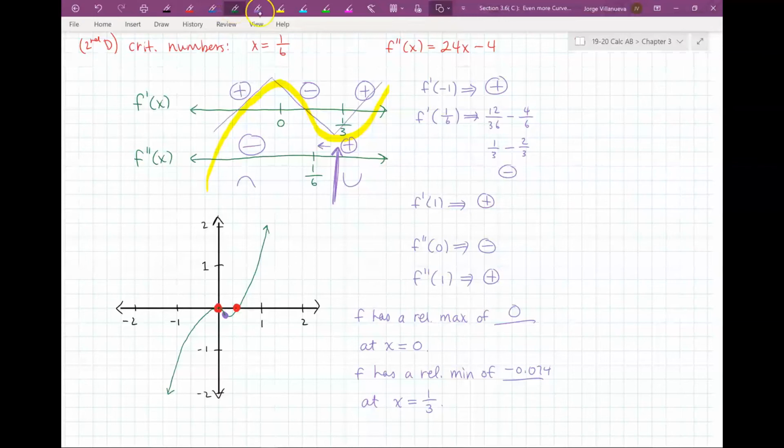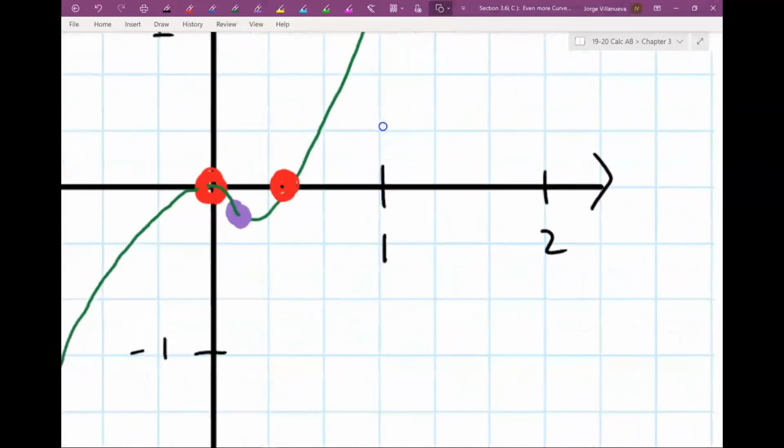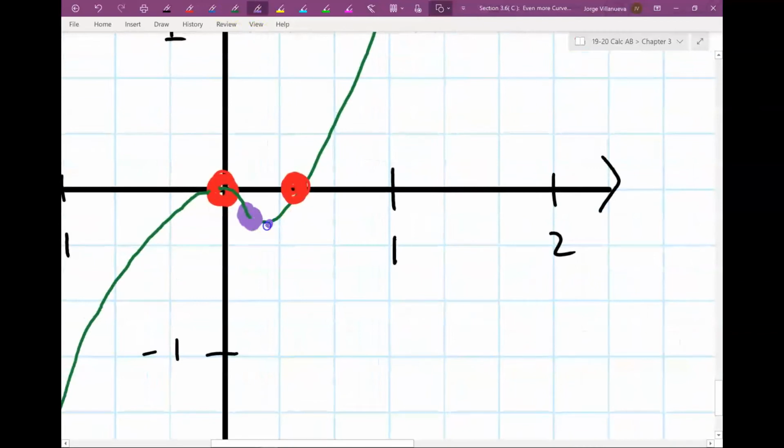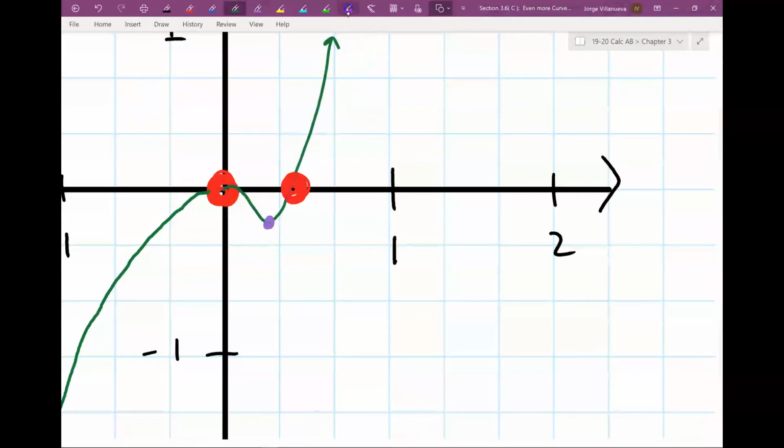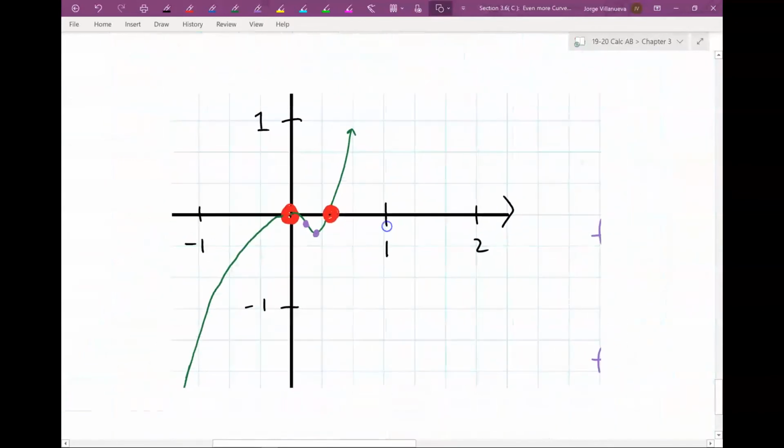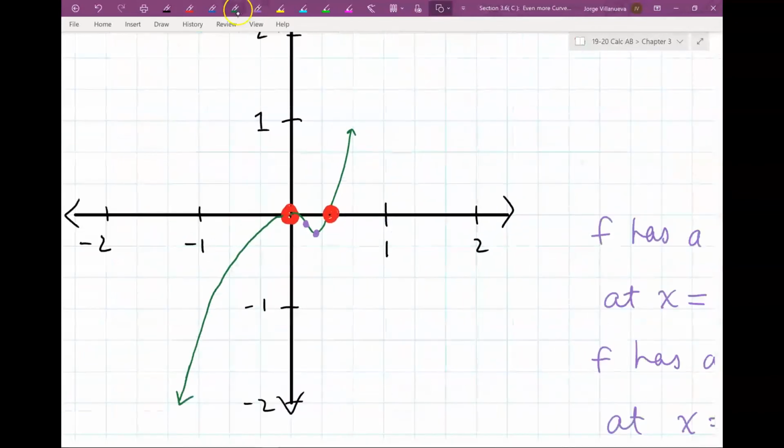Oh, by the way, I think I forgot to put 1 point in there. I forgot to put your minimum, so it would be like right here. That would be your minimum. Let me see if I could do this. And right here, there would be a little point for your point of inflection. So kind of like that.